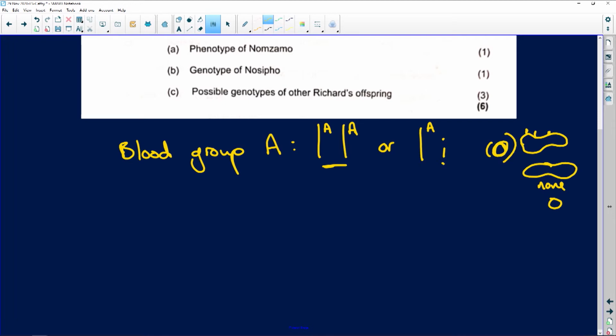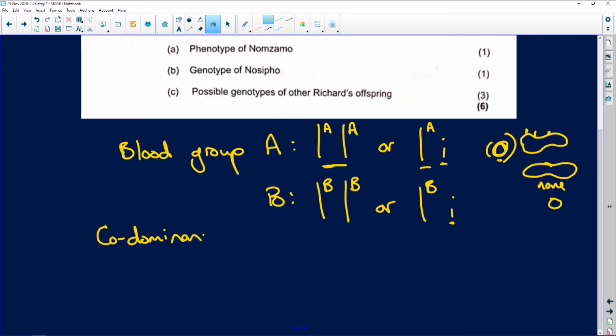So this is heterozygous. Then blood group B is going to be allele B, or you have heterozygous B, which is coding for blood group O. Then we have co-dominance of A and B. In other words, they dominate equally.